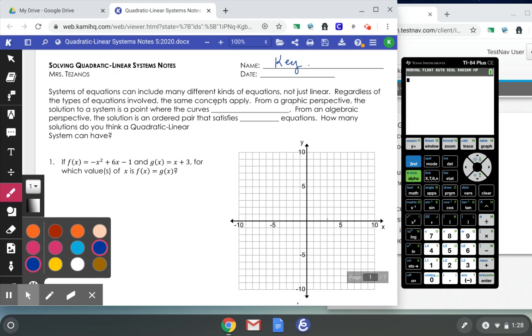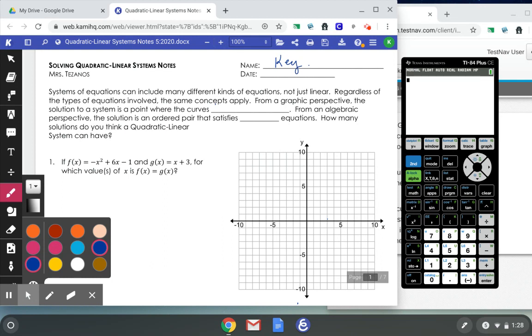Hi guys, in this lesson we are going to talk about solving quadratic and linear systems. Earlier in the year we did solving systems of linear equations, and what that was is we were looking for the point that was a solution to both equations, that worked for both equations. When you were graphing it, it was the point where the two lines intersected.